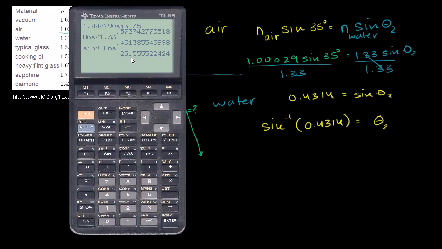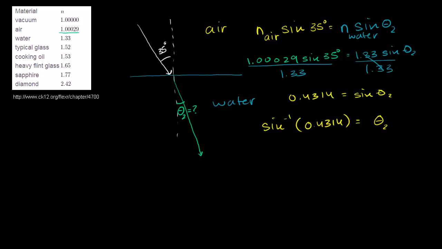And I get 25.55, or I'll round it, 25.6 degrees. So this theta 2 is approximately equal to 25.6 degrees. So Snell's law goes with our little car driving into the mud analogy. It's going to come inwards a little bit closer to vertical, and theta 2 is equal to 25.6 degrees.